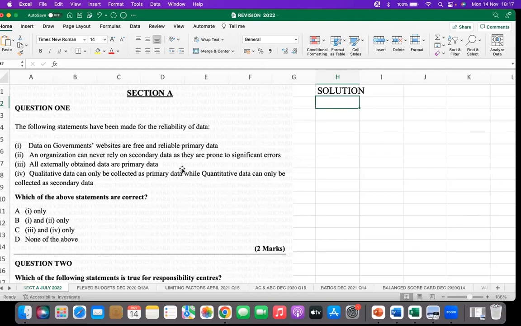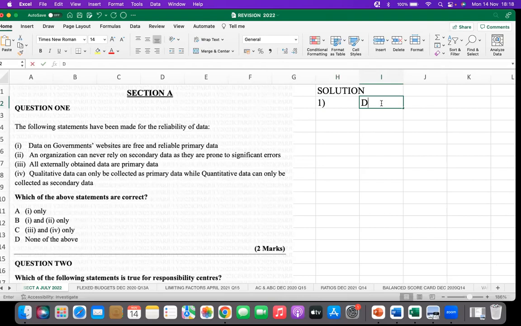Point number four, qualitative data can only be collected as primary data, while quantitative data can only be collected as secondary data. That is also false. Qualitative data can be collected as both primary and secondary, and quantitative data can also be collected as both primary and secondary. So there was no answer that was right there. So question number one, the answer is D.